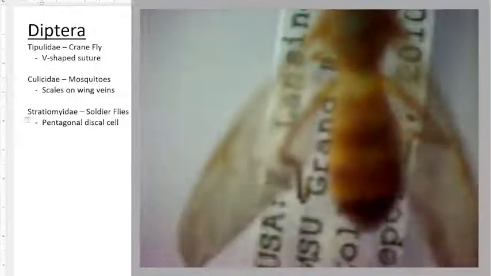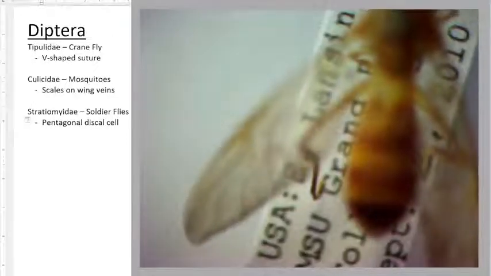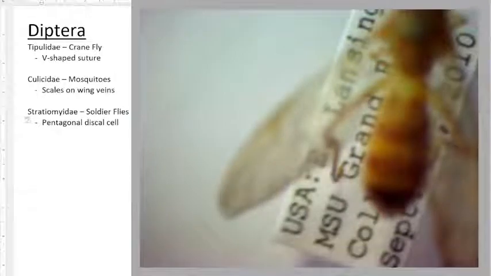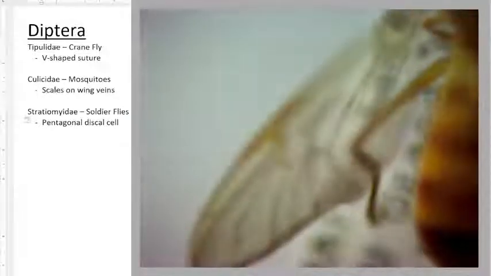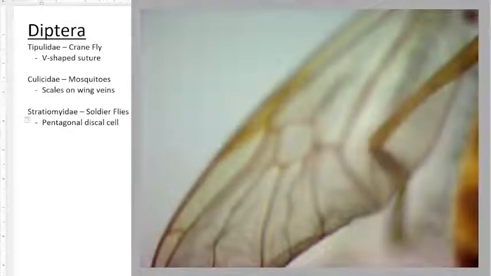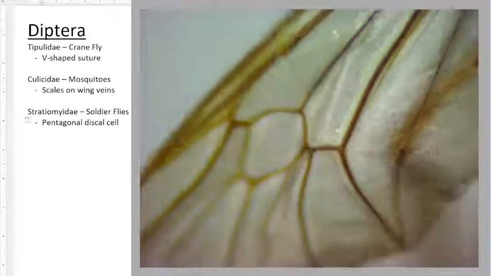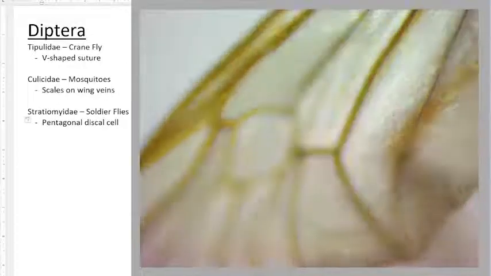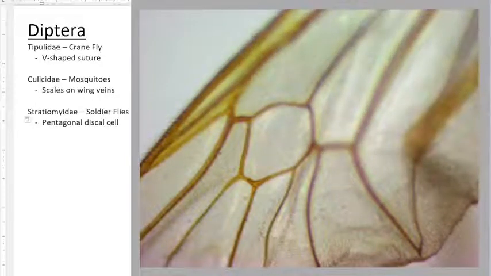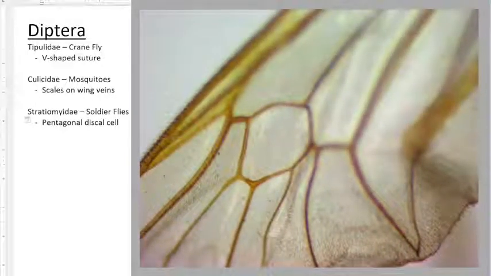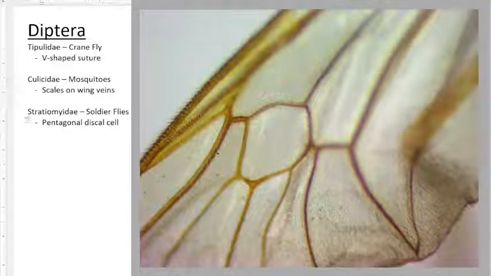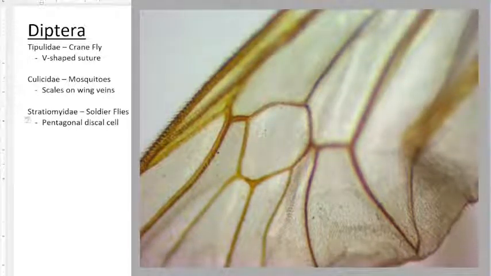Alright, so we are looking at a soldier fly. We're going to be zooming in on the wing. There it is! Soldier flies have a pentagonal discal cell. There it is! It's kind of hard to argue with this.